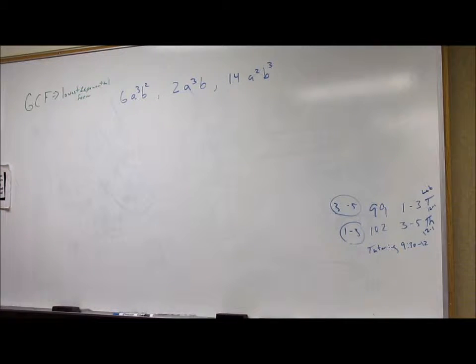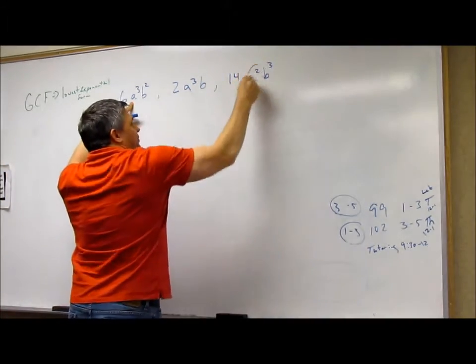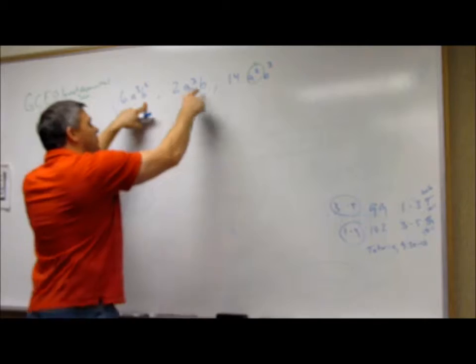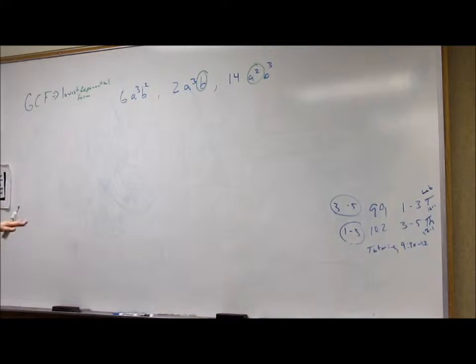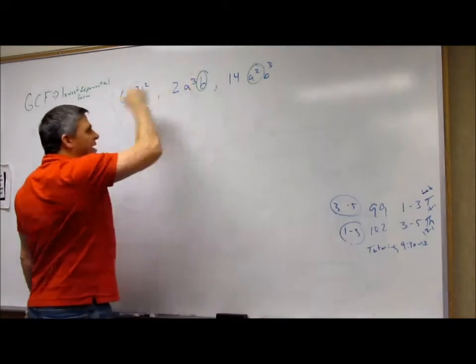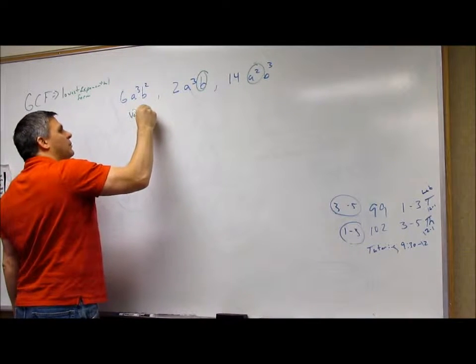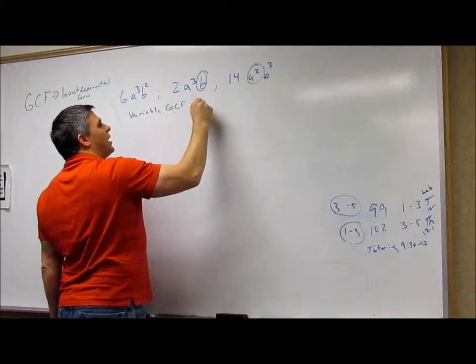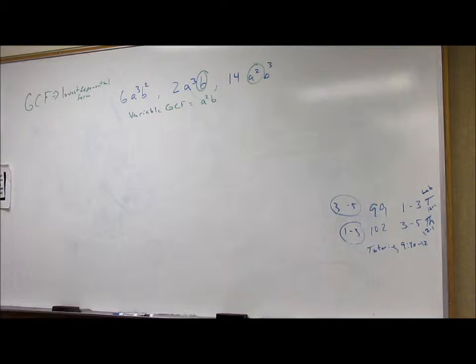Okay, so right off the bat, I know the lowest a is a^2, from a^3, a^3, a^2. The lowest b is b^1, from b^2, b^1, b^3. Right off the bat, I'm done. The GCF with my variables is a squared b. Those are the ones with the lowest exponent. So, boom, got it.